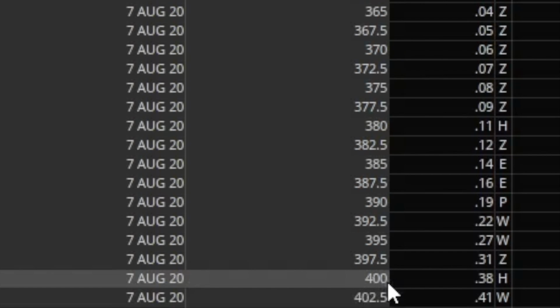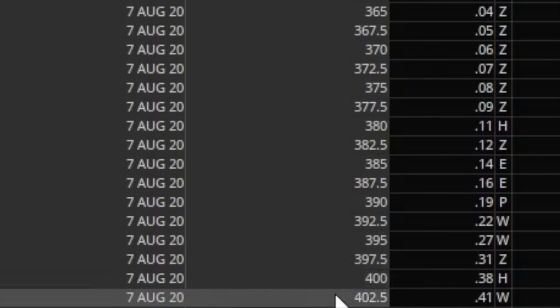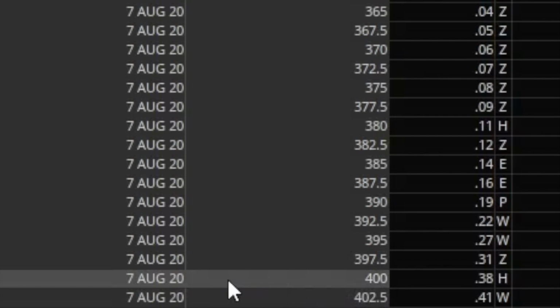The second thing here is the strike price. This is the price which you can actually exercise at. So if we're buying the 400 put option here, that means we can sell 100 shares of Apple at $400 anytime before August 7th, 2020.